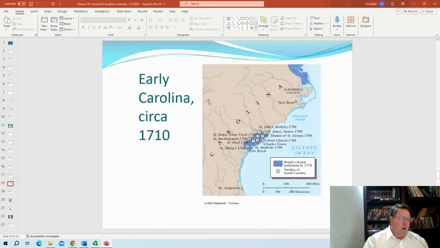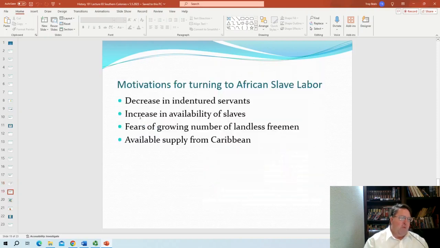Okay. Early Carolinas, here's a fun map. This is where the Carolinas were. So, motivations for returning to African slave labor through the Atlantic slave trade. By the 1660s, you see a decrease in European indentured servants. You see an increase in the availability of African slaves. Fears of a growing number of landless freemen. Think about it, right? Bacon's Rebellion.